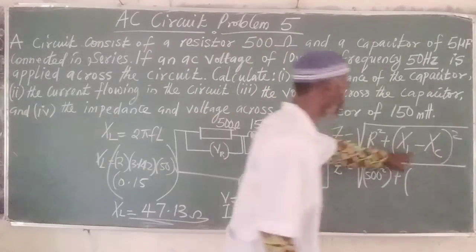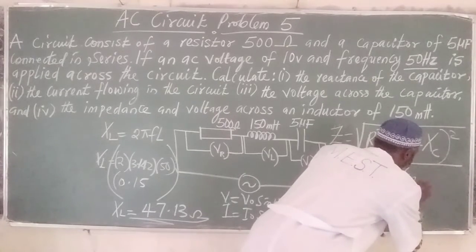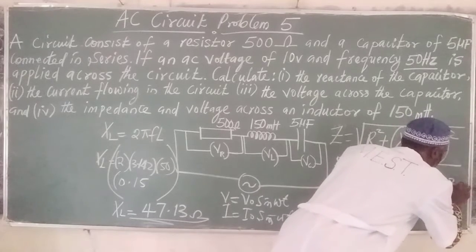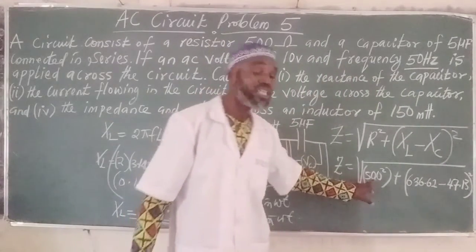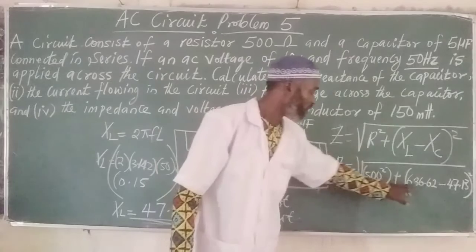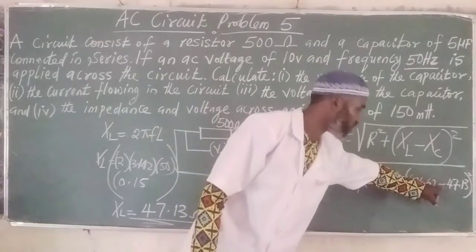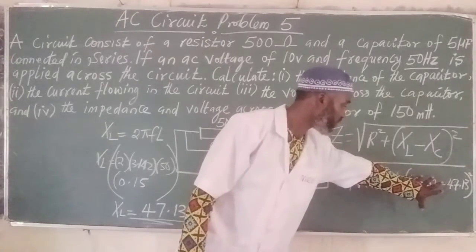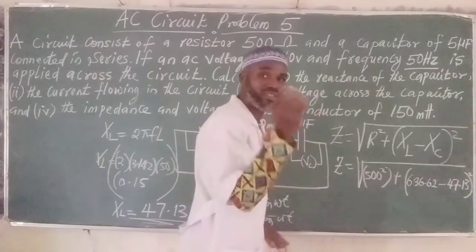The value of the reactance, but this time around we're going to take this because it's going to affect something. We have 36.62 minus 47.13 all squared. Okay? I have substituted the value of the resistance, the value of the capacitive reactance first because it's bigger in value, and then minus the value of the inductive reactance. That is it. By the time we clear out all of this, let's see what we have.